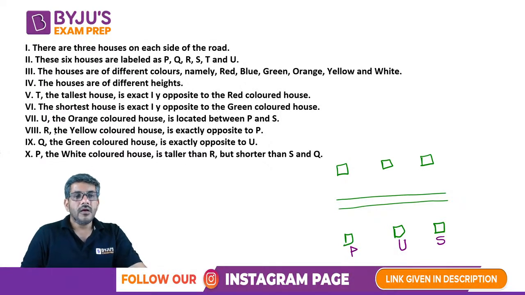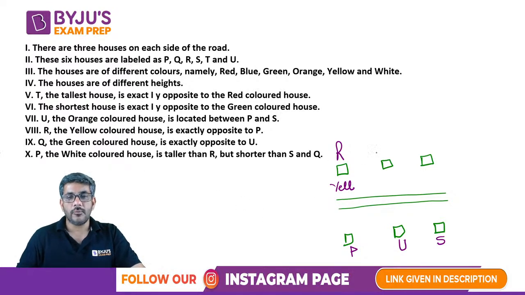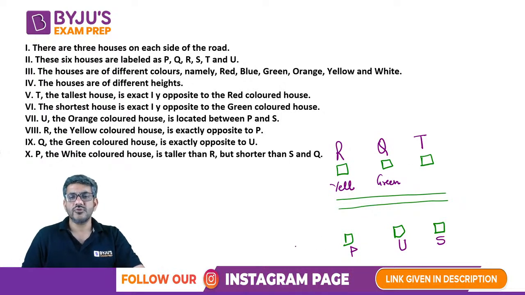Now, R, the yellow colored house, is exactly opposite to P. So R is exactly opposite to P. Also, I get to know it is the yellow colored house. Q, the green colored house, is exactly opposite to U. Now one house is left, that has to be T, right? It has to be T. And it was written T, the tallest house, is exactly opposite to the red colored house. So this house has to be red colored, because T is opposite the red colored house.